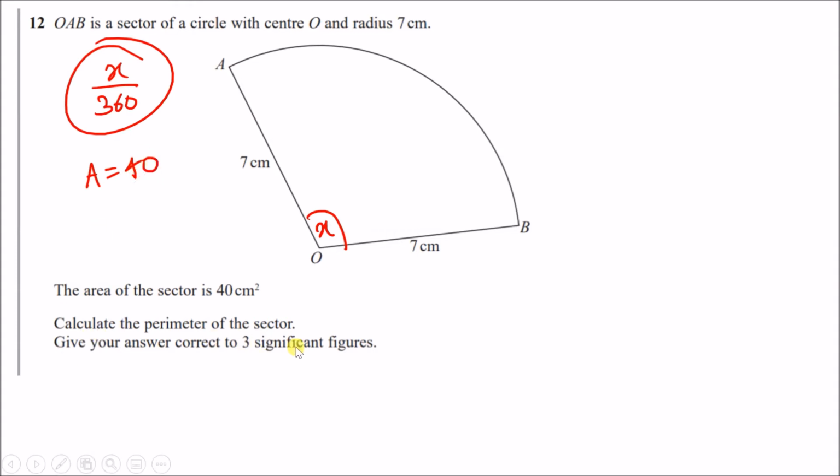And we want to calculate the perimeter of the sector. So try and work out what P is. Now, give your answer correct to 3 significant figures. So first things first, yeah, let's go ahead and define what we know.